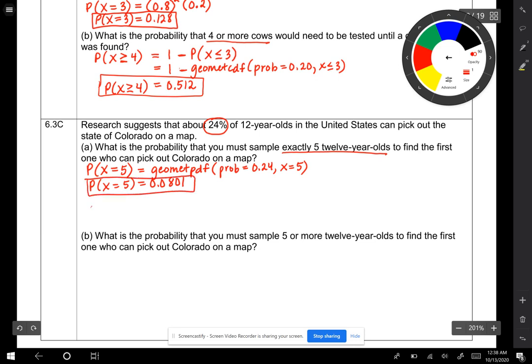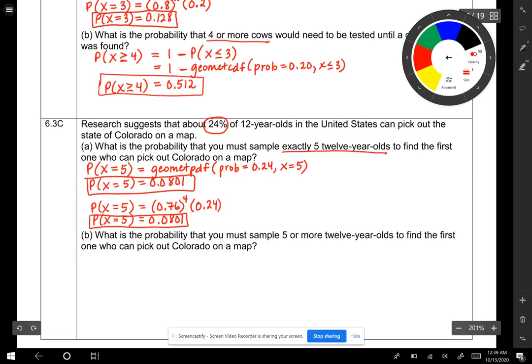Again, if you wanted to do it the old-fashioned way, using the formula on the formula sheet, that would be the failure. If 0.24 is a success, failure is 76%, and that'd be to the 4th power, because it would take 4 guesses incorrectly, or not getting it right, until the 5th one gets it right. So times 0.24, and that'll give us the same answer. You don't have to do it both ways. I'm just giving you the option of which way you like better. And it works when it's exact, though.